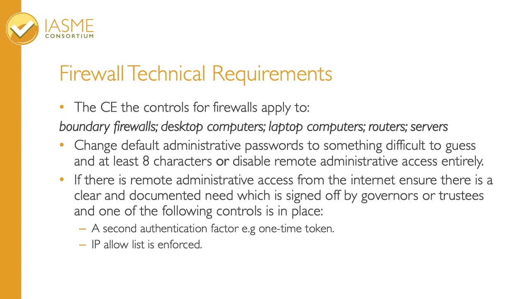Alternatively, you can completely disable remote administrative access from the firewall. This means you would plug into the firewall rather than connecting using your IP address in the browser, as I mentioned at the beginning. If remote administrative access from the internet is required, for example, if you've got a third party managing your networks, ensure there's a clear and documented need which is signed off by your governors or trustees, and that you have one of the following additional controls in place.